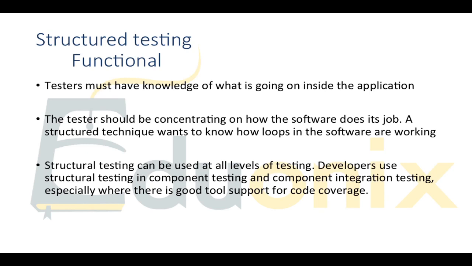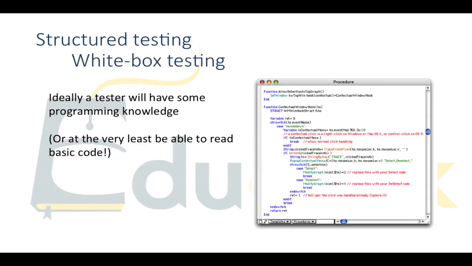Developers use structural testing in component testing and component integration testing as well, especially where there's a good tool for supporting code coverage. Structural testing is also used in system and acceptance testing, but the structures are slightly different. For example, the coverage of menu options or major business transactions could be the structural element in system or user acceptance testing.